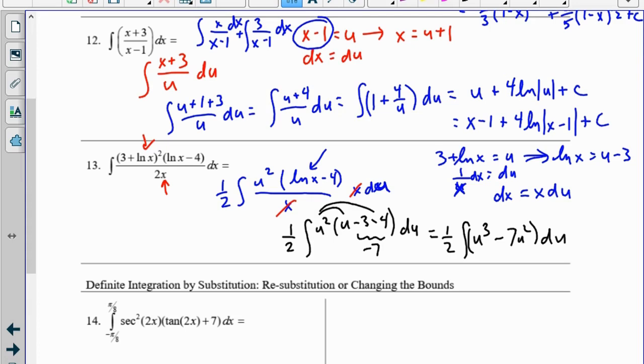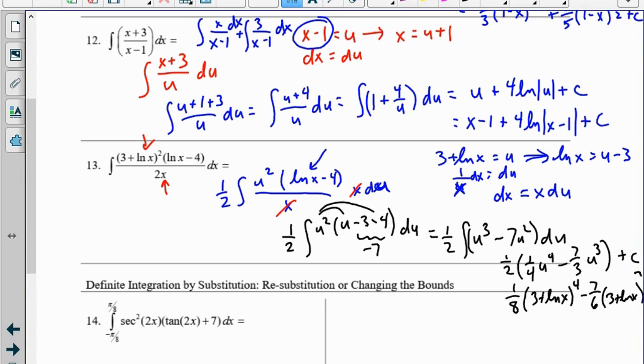And so now I take the integral of this. So I have 1/2 times 1/4 u to the 4th minus 7/3 u cubed plus c. And now I just have to replace the u's with 3 plus natural log of x. So I have 1/8 when I distribute the 1/2 and the 1/4. So I have 1/8 (3 plus natural log of x) to the 4th minus 7/6 (3 plus natural log of x) to the 3rd plus c.